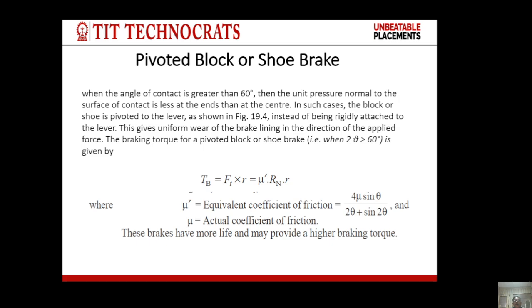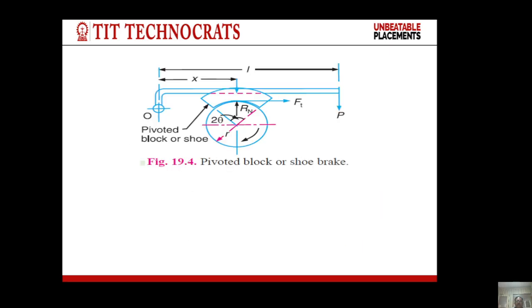The braking torque for pivoted block or shoe brake when 2 theta is greater than 60 degrees is given by this: T is equal to Ft into R, that is mu dash Rn into R. Mu dash is the equivalent coefficient of friction. This is equal to 4 mu sin theta upon 2 theta plus sin 2 theta, and mu is the actual coefficient of friction. This is the diagram of pivoted block or shoe brake in which the block is not fixed on the lever but is pivoted on the lever.